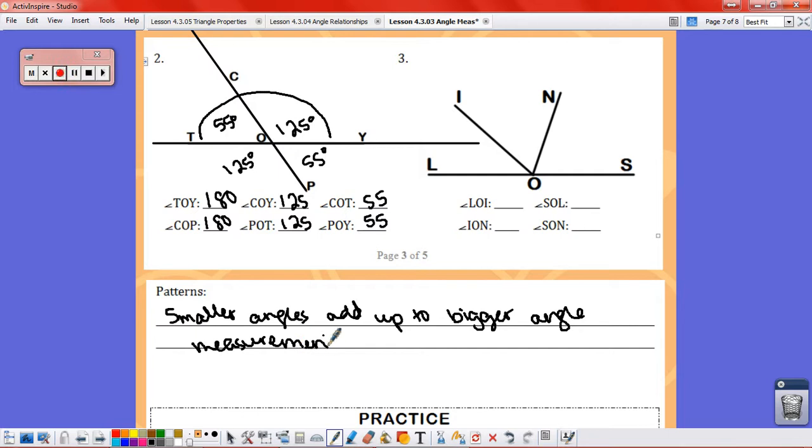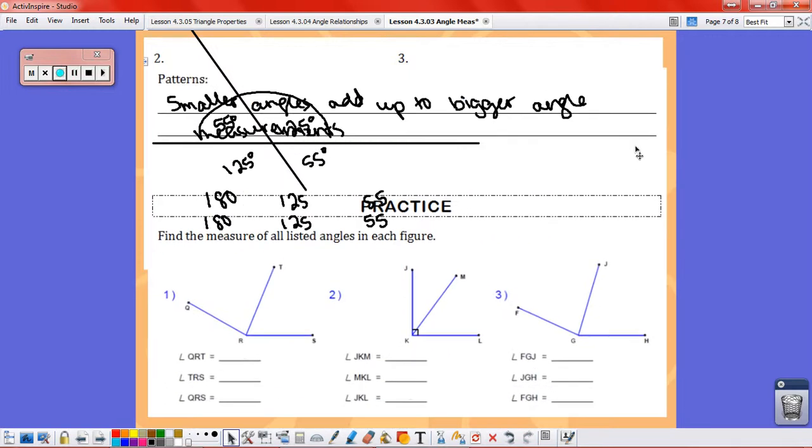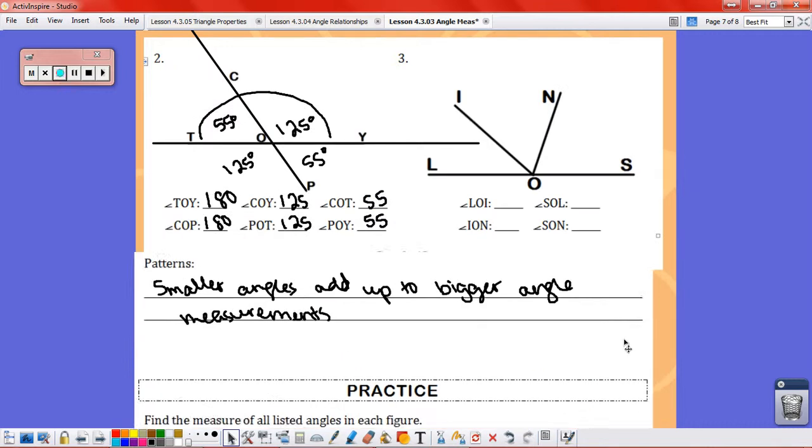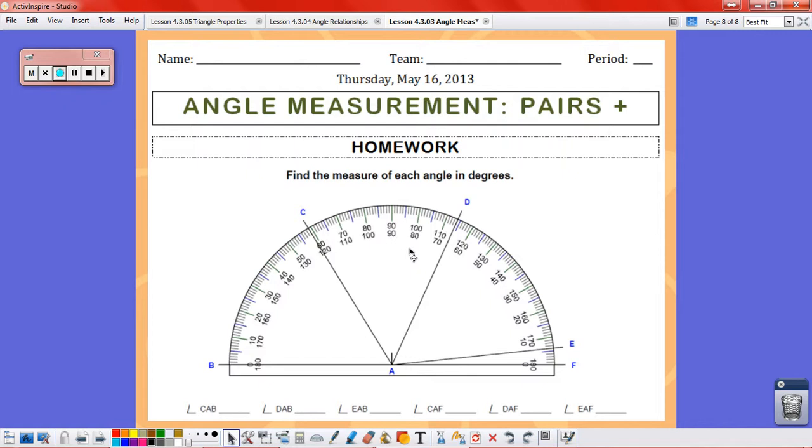And then the kids just have some more practice. And I believe this practice is just for measuring. Yeah, actually physically measuring. And the homework is just a protractor, find the measurement of all the angles. The trick here is that CAB is easy. CAB is 59 degrees because it's acute, and it goes to 1 before 60.